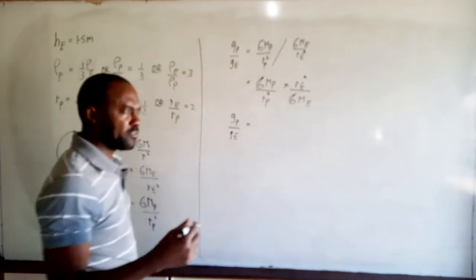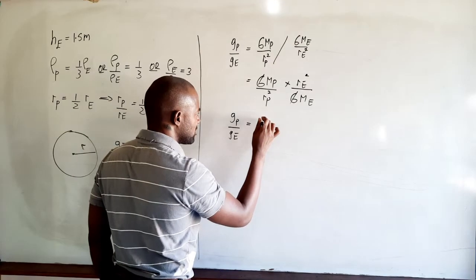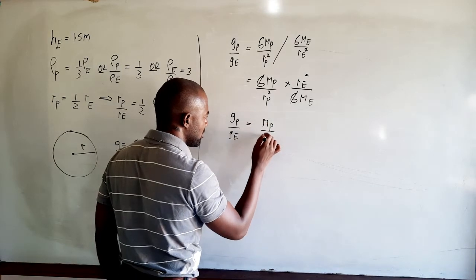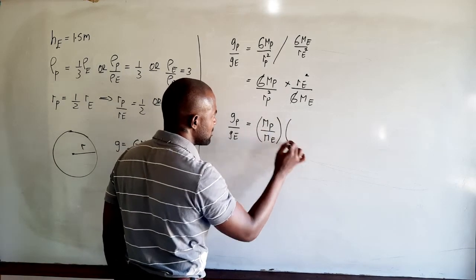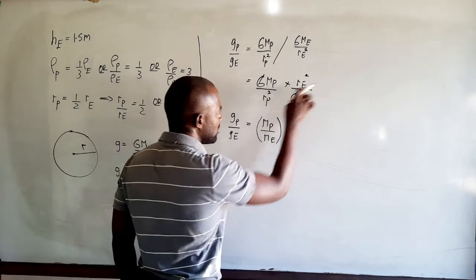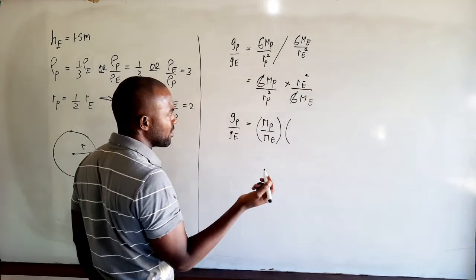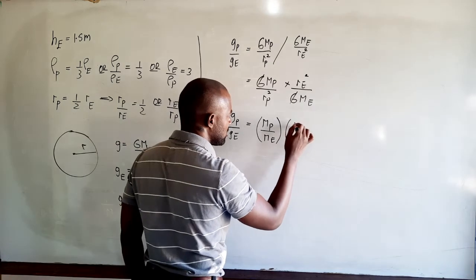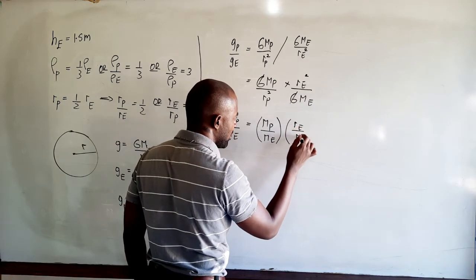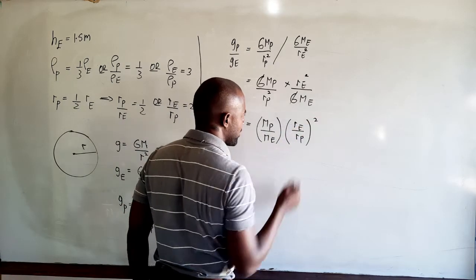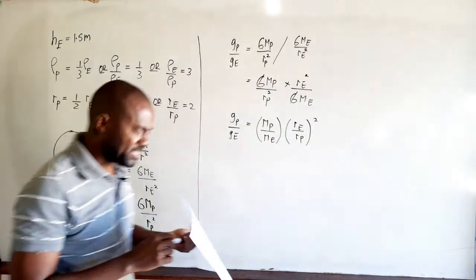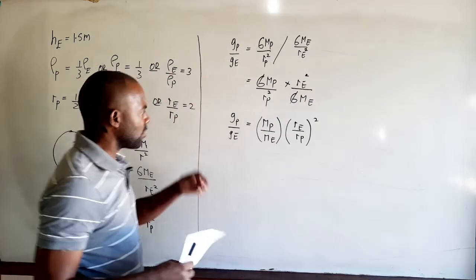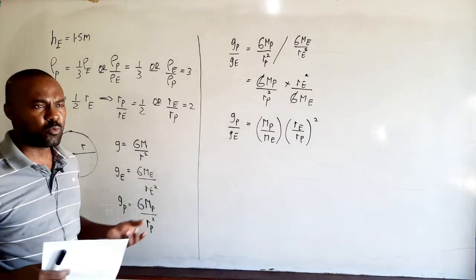We can put the ratios of the masses together. So this will give us mass MP over mass ME, and this of course would be times the ratio of the radii, which would be RE over RP squared. Good? So basically we obtain an expression for the ratio of the gravitational field strengths of the two planets.